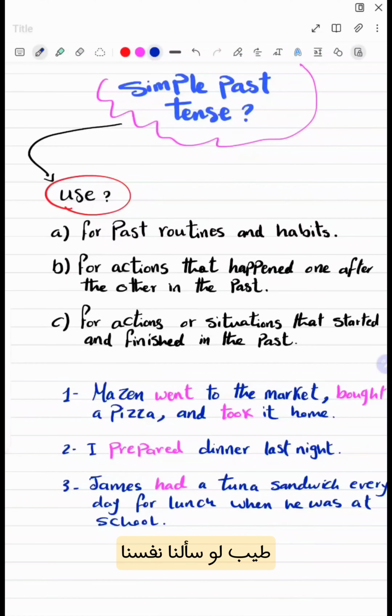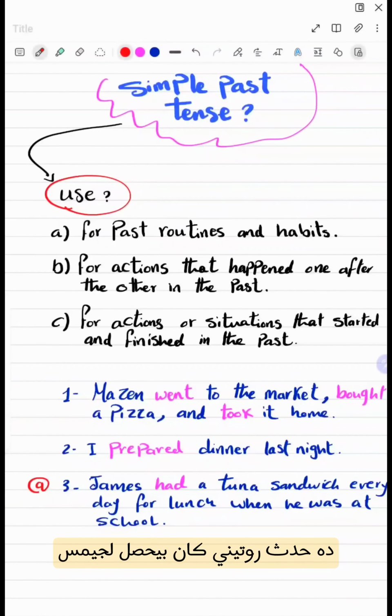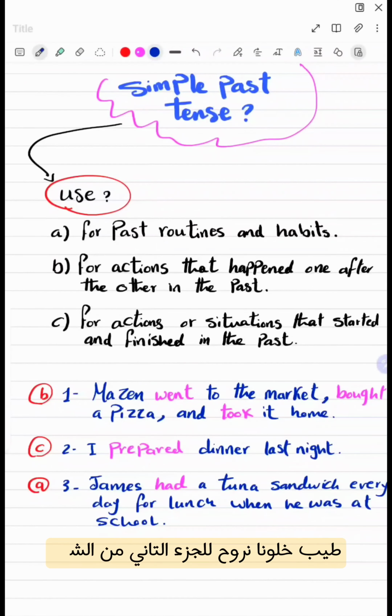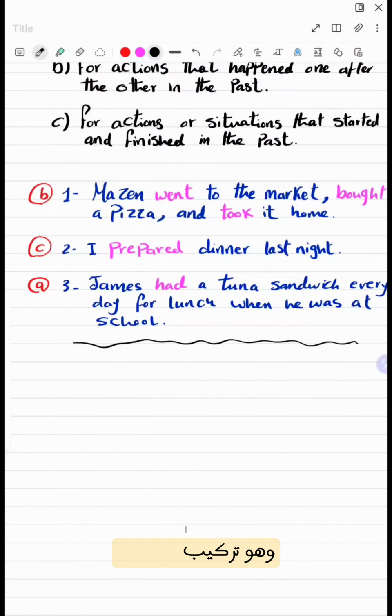Alright, so if we look at the third sentence, that is the first use for this tense, for past routines and habits. This is a routine that happened for James. The second one, for the third use, is for actions and situations that started and finished in the past. And the first sentence expresses things that happened one after the other, as you can see in the sentence. Alright, let's move to the next part, which is the form of this tense.